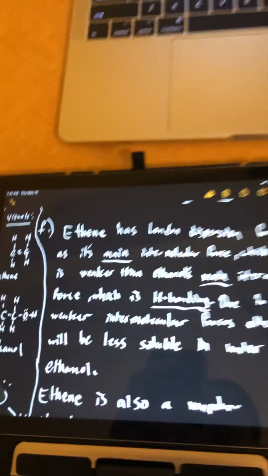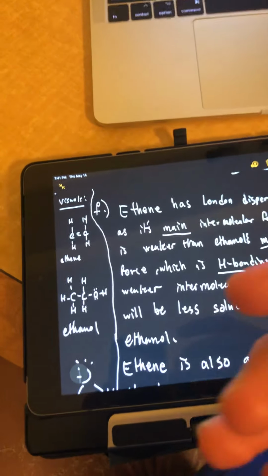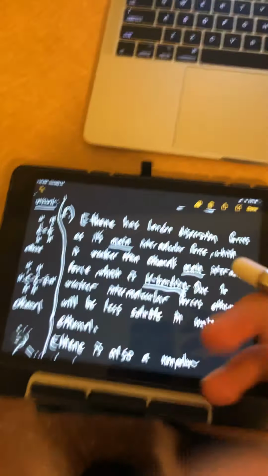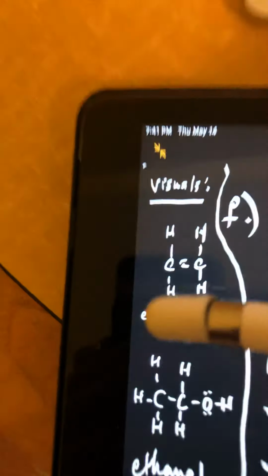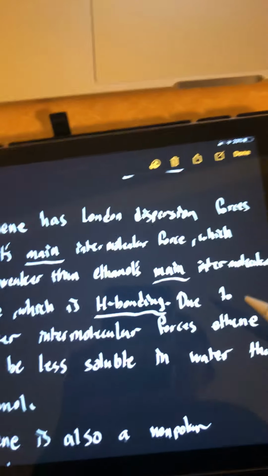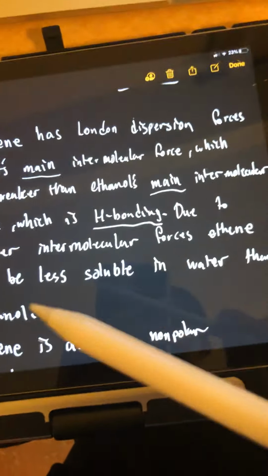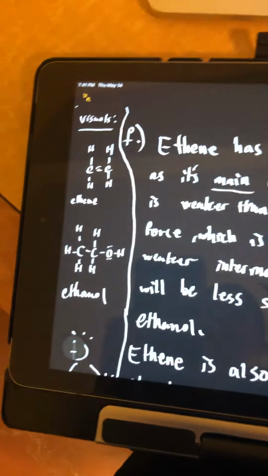Because it's important to note that both ethene and ethanol do exhibit London dispersion. Almost everything exhibits London dispersion, but we're talking about the main intermolecular force, and the main one in ethene is London dispersion, while in ethanol the main one is H bonding. H bonding is stronger, and that's why the weaker intermolecular force will be less soluble.